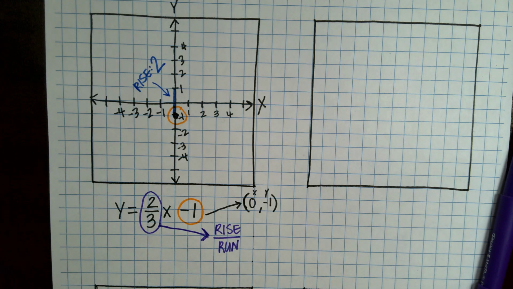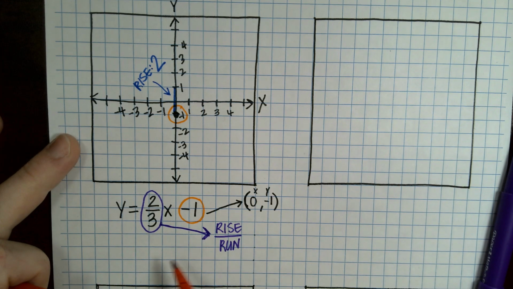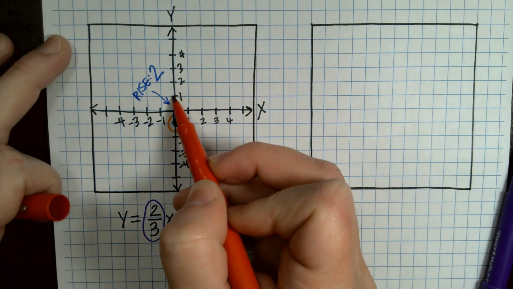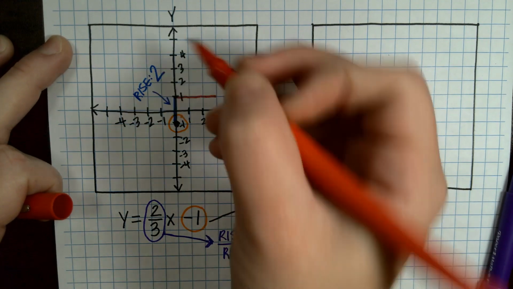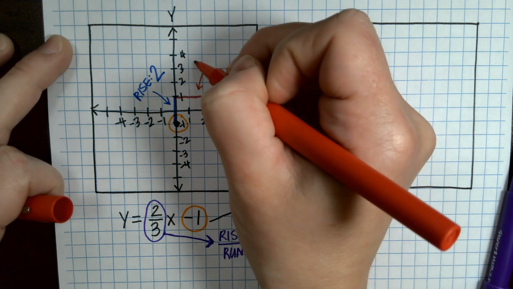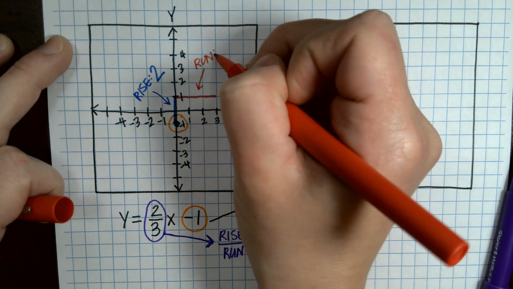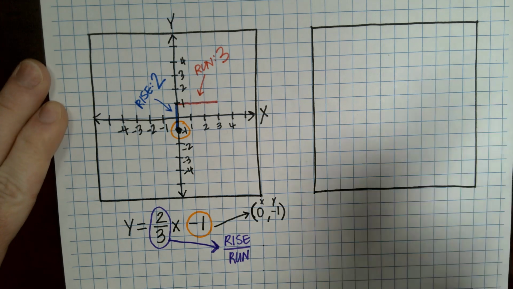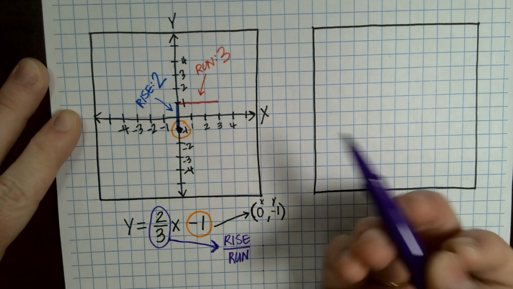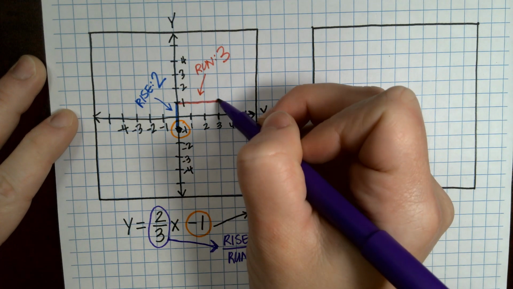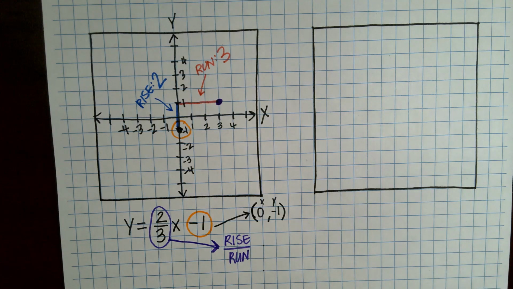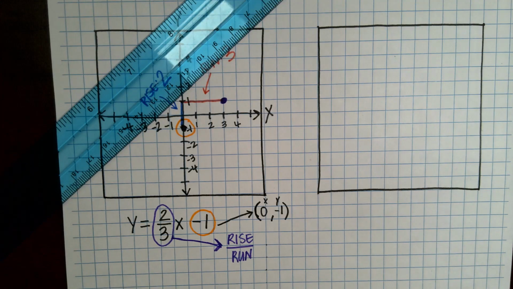And what's my run? 3. Good. So I'm going to go over how many? 3. 1, 2, 3. Go ahead. Finish what you were saying, Jenny. You're right. Yes. That's where your next point goes. Right at the end of the run. Right there. Then you connect the dots. There you go. Good, guys.